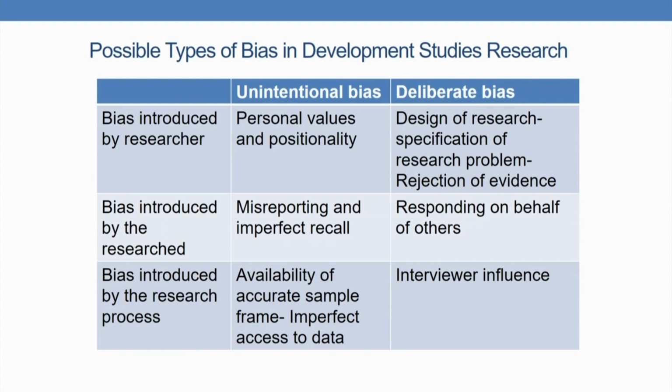So, for example, unintentional biases are misreporting and imperfect recall. Often in employment surveys or consumption expenditure surveys, when we ask the respondent to recall the amount of food consumed over a period of time or the number of days they might have worked to be able to report that in the questionnaire, often there is a recall error, and due to this there is a lot of misreporting in the questionnaire, which can again lead to erroneous results. So, the researched might also introduce some unintentional biases.